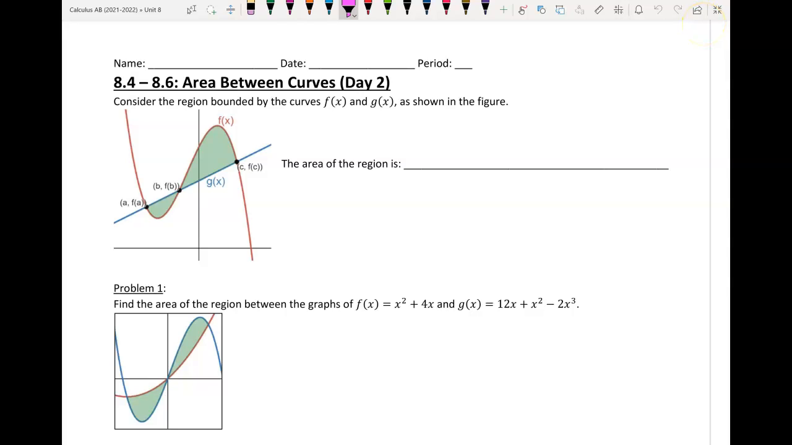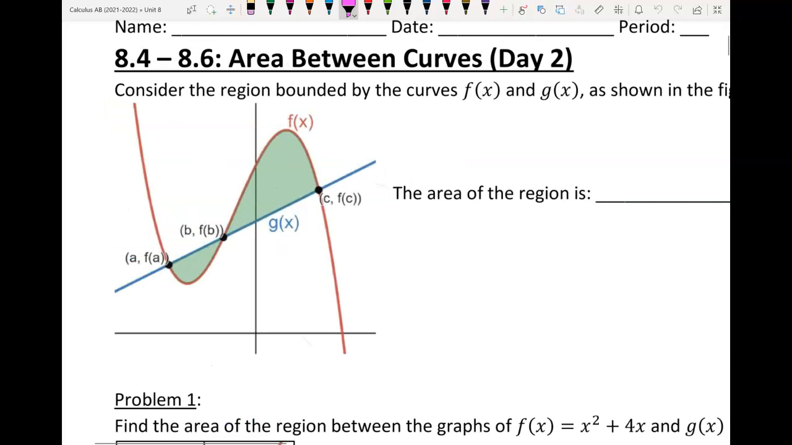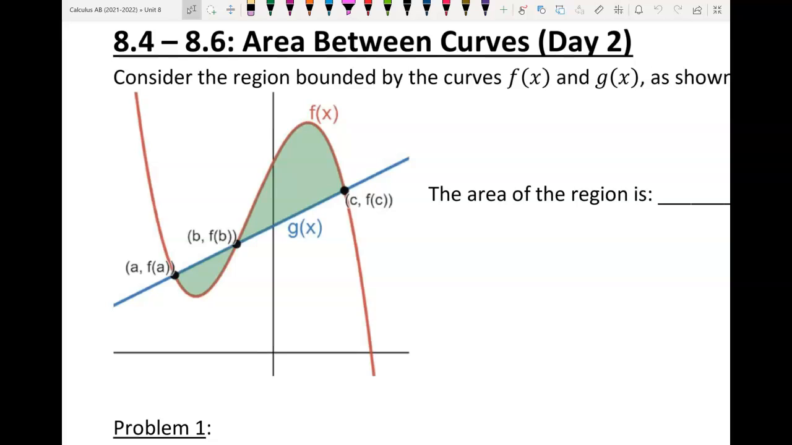All right, so today we again are going to be continuing area between curves, day 2. Today we're going to be looking at situations like we see on that general form there. If we look at that first figure, we see the region bound by the curves of f of x and g of x. However, do we just have one shaded region? How many shaded regions are there? 2. Could it be possible that I have more than 2?